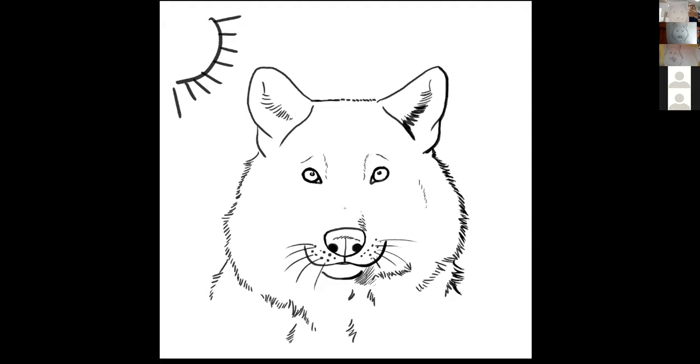Maybe the ears are not the right size. Now you will have to judge yourself, and by judging yourself, you're actually improving your observational skills. Next time when you draw a wolf, you will be taking into consideration those details. However, you will also take into consideration those details whenever you're drawing a fox, a lynx, a cat, whatever is more or less similar.